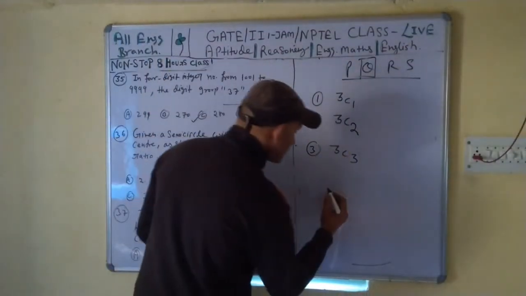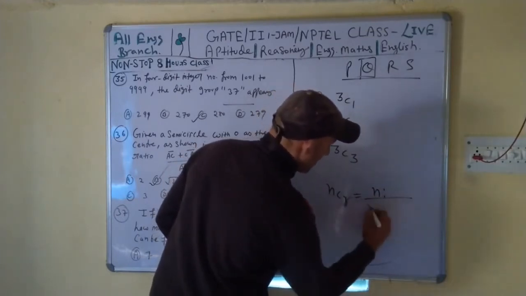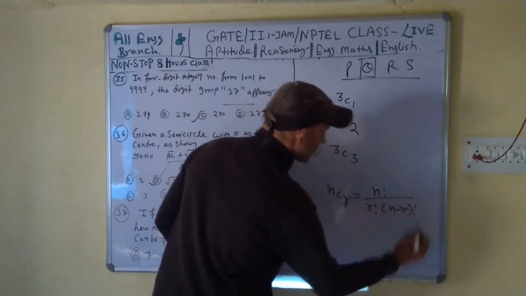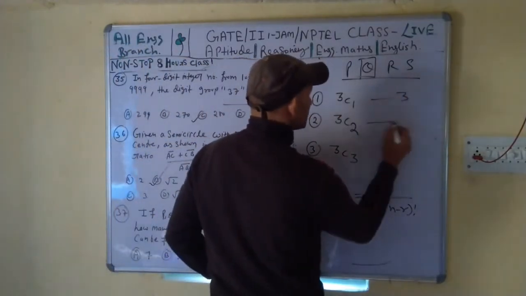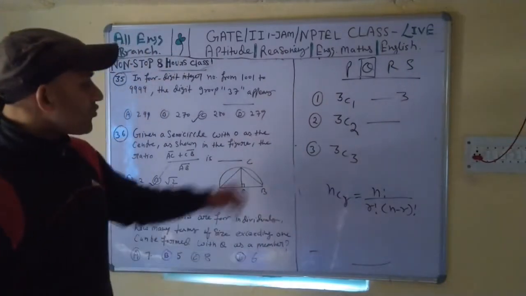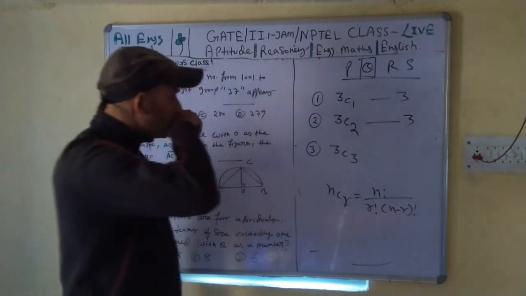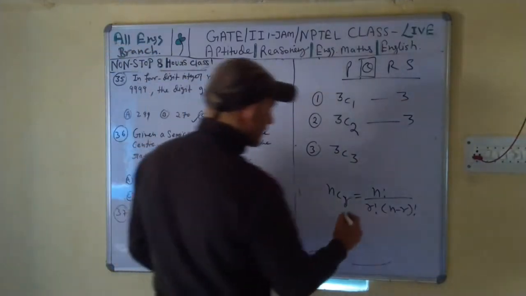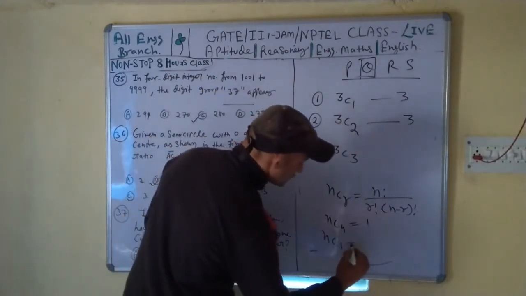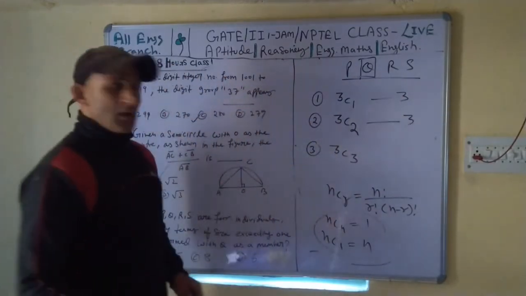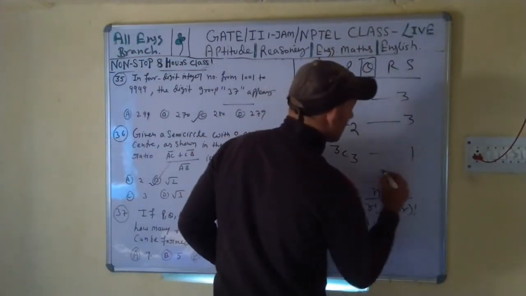So what is the formula? NCR is n factorial upon R factorial times n minus R factorial. So 3C1 you can solve it. That will be 3, and this is 3 factorial upon 2 factorial, since 3 minus 2 is equal to 1. That is 3. And this is NCN. Already NCN is equal to 1. You must note it. And NC1 is equal to n. Already we have solved many such types of problems. So this is 1. So now you have to add.